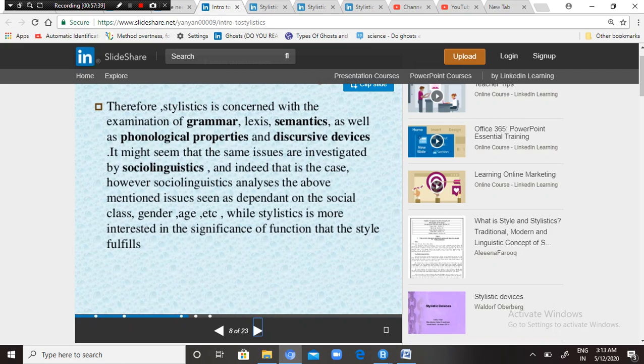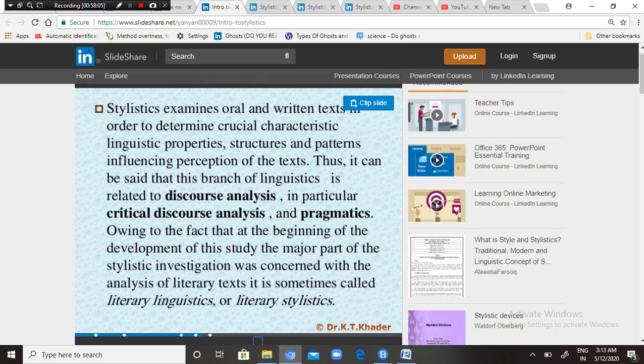It seems that the same issues are investigated by sociolinguistics, and indeed that is the case. However, sociolinguistics analyzes the above mentioned issues as dependent on social class, gender, age, etc., while stylistics is more interested in the function that the style fulfills. Stylistics examines oral and written texts in order to determine their characteristic linguistic properties, structures and patterns influencing perception of the text. Thus it can be said that this branch of linguistics is related to discourse analysis and particularly pragmatics, and the major part of stylistic investigation is concerned with the analysis of linguistics.